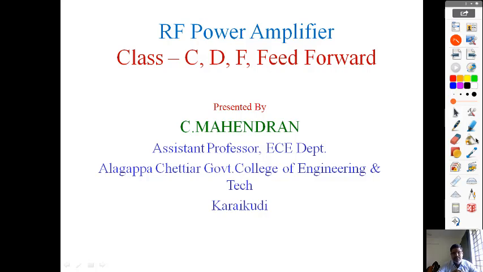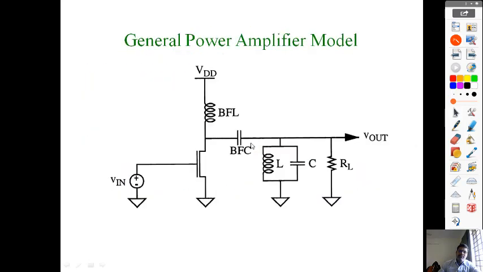So this class describes the RF power amplification mechanism. Here we are going to discuss the class C and class D amplifiers. The power amplifiers are classified as class A, B, C, D, E, F and so forth based on the Q point placement.